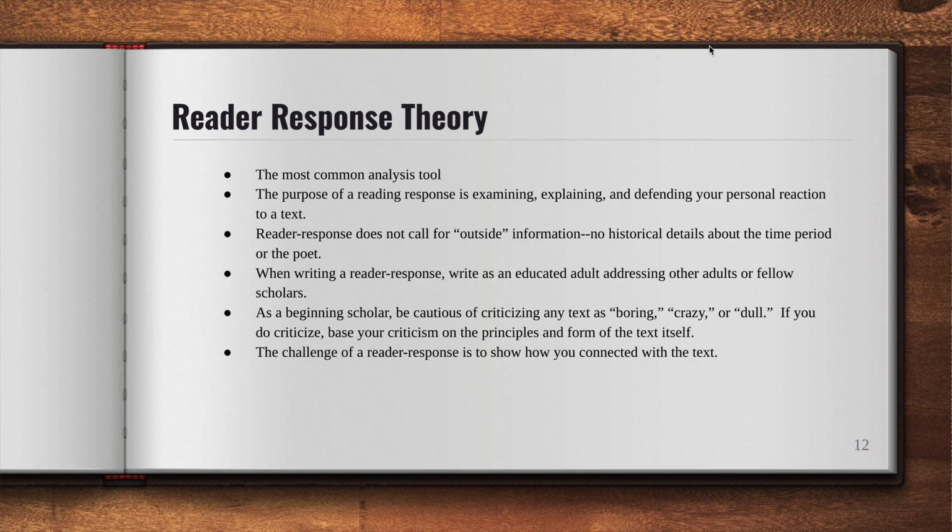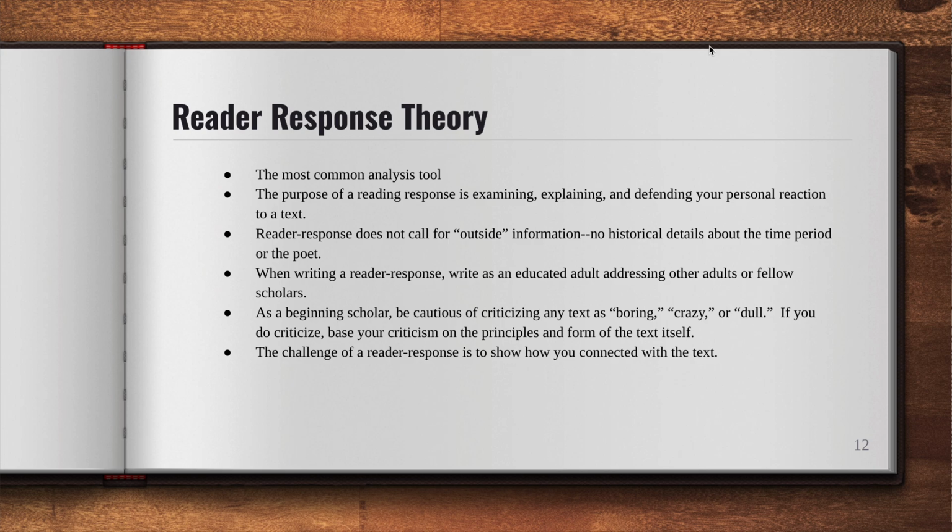Reader response doesn't necessarily call for outside information or historical details about the time period or a poet. So we don't really need to know anything about the context of what was happening during that time or about the poet. When you're writing a reader response, you're writing as an educated adult addressing other adults or fellow scholars. That's pretty much your quote unquote audience.